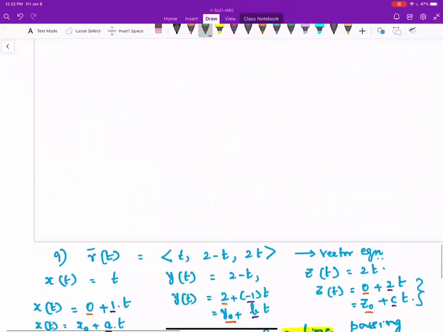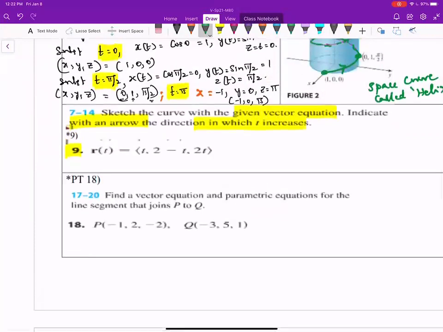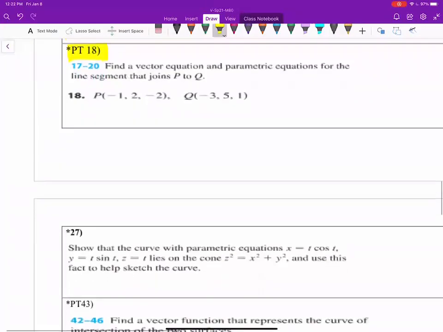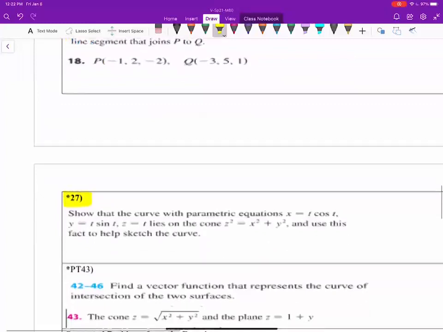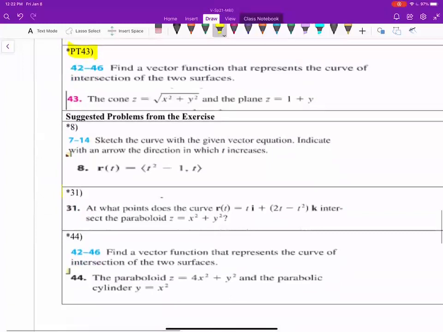And you have some more problems in this section done in my section videos. Problem number 18 is done, so this problem you can see in the video section. Then problem number 27 is done as well, then 31 and then 43 is there. So you have some more problems based on vector functions and how you can represent the vector function as a space curve. Some more examples. You can refer to my videos for this section.